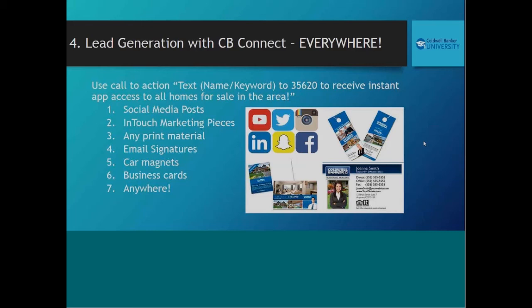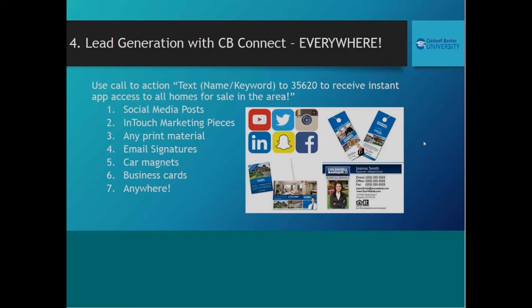Any print material, whether it's a door hanger or just a more general message postcard, whatever, you have the ability to do that. You can put it in your email signature, make car magnets, put it on the back of your business cards. There are so many places that you can put that call to action that is specific to your home search app, and I'm sure there's many other things that I've left out. So get creative with it.